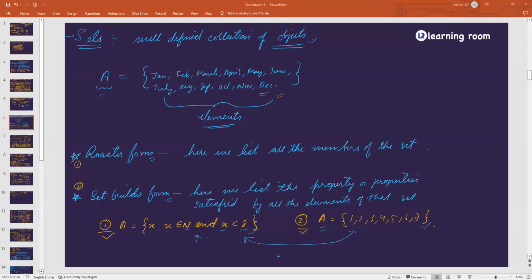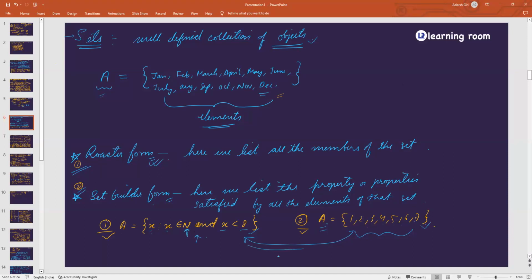Now, a set can be represented in two forms, that is roster form and set builder form. What is roster form? What is set builder form? In roster form, we list all the elements. We write all the members, like 1, 2, 3, 4, 5, 6, 7. We write all the elements there, and this is how we write the roster form. The same thing we can write in set builder form using properties. What are the properties? A is the set of x where x belongs to natural numbers, and x should be less than 8.